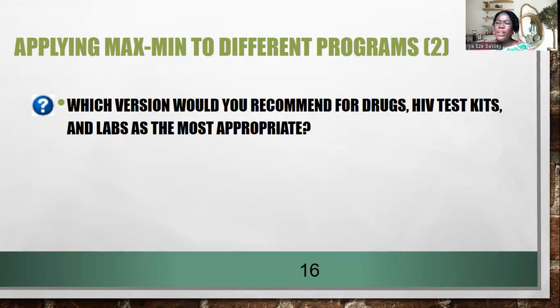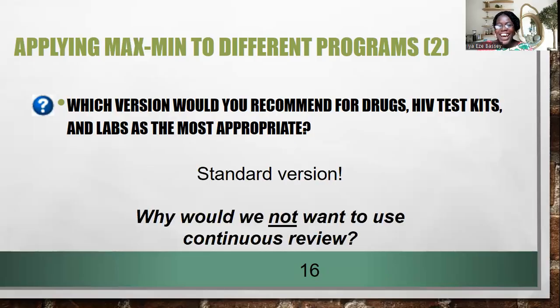So what you will want is a system that has a review period and has a minimum, okay, at that review period you can use to refill, and also gives you a gap for emergency order points. All right. So which system is that? Let me hear. Okay, if you said the standard version, then you are correct.